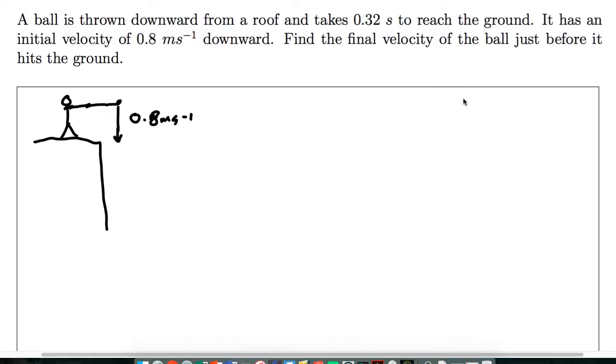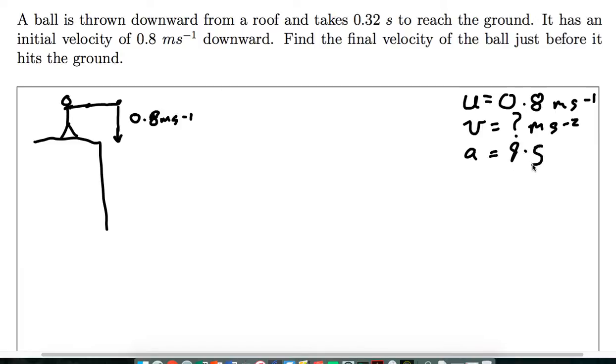The second bit is to summarize what we know and what we want to know. So we know that u, the initial velocity, is 0.8 meters per second. We know we're asked for v, the final velocity, and we don't know it. We know that the acceleration due to gravity, a, is going to be 9.8 meters per second squared. And I mentioned that that number is also positive because it's in the same direction as the initial velocity.